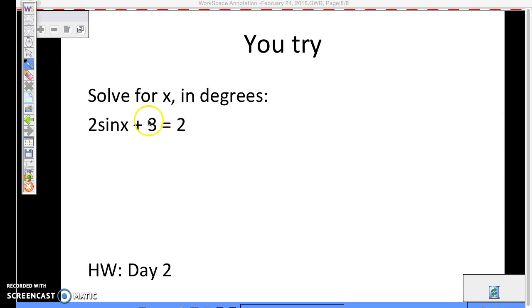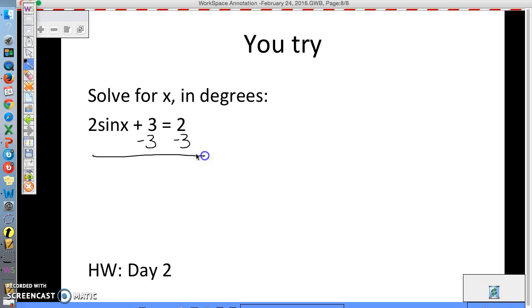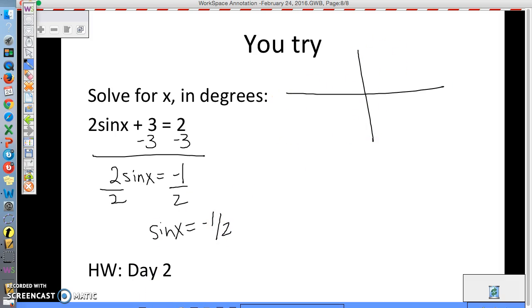So solve for x in degrees. Well, a little bit more complicated, but we can do this. We got to subtract 3, divide by 2. So we have the sine of x equaling negative 1/2. So sine is our y value. So I'm going to make these triangles where our y is negative 1/2. So we know that this is 30-degree reference angles again. So on this side, let's see, that would be 210. And over here it would be 330.